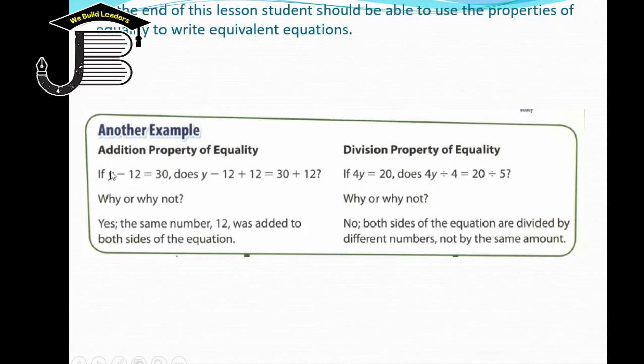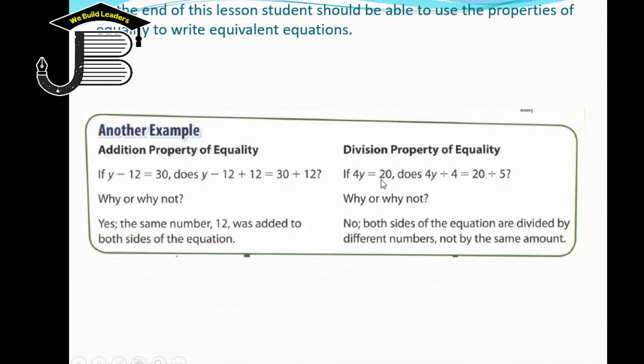Here we have a question. If y minus 12 equals 30, does y minus 12 plus 12 equal 30 plus 12? You can see that we added the same amount, which is 12, to both sides of the equality, so it stays correct. Yes, the same number 12 was added to both sides of the equation.